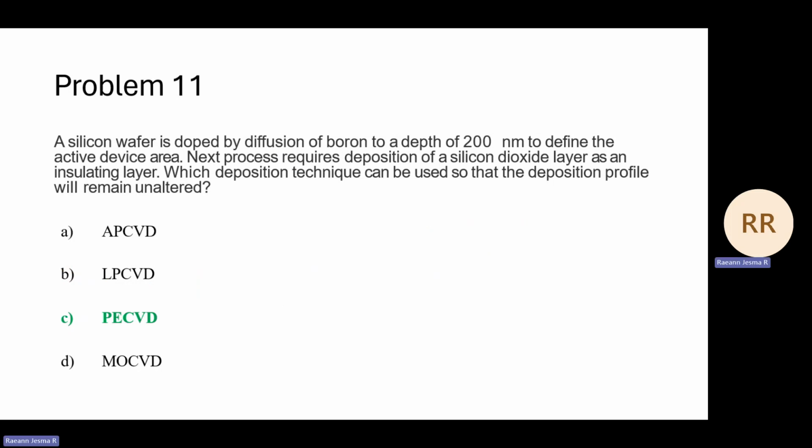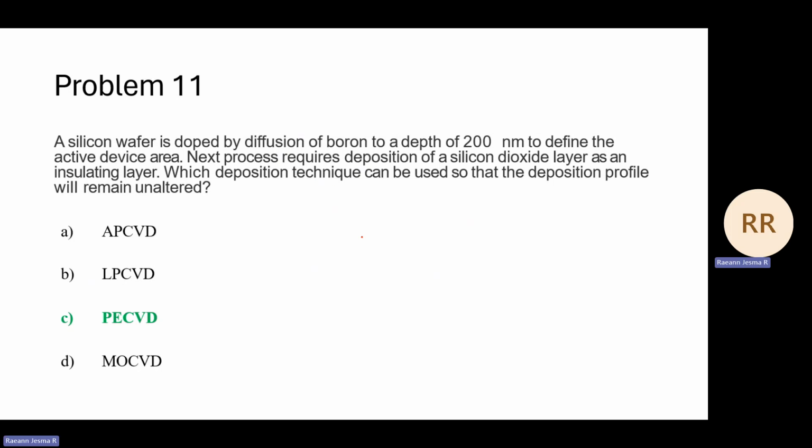Answer is plasma enhanced CVD. So generally, when you are doing processes, they'll do this thermal budgeting, where different materials that you deposit, or when you do doping, are stable only within a certain temperature range. If you go beyond a particular temperature range, then whatever you have doped may diffuse in further.